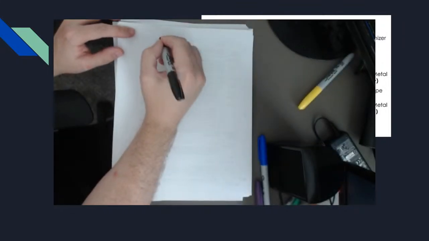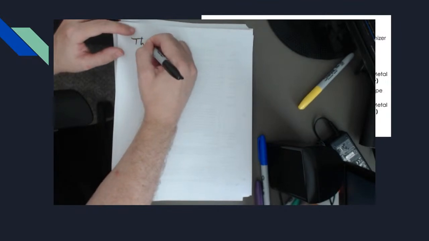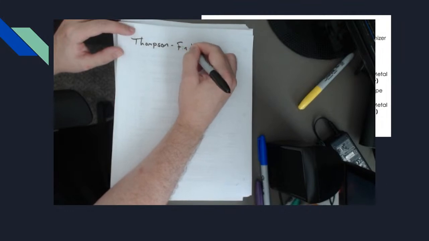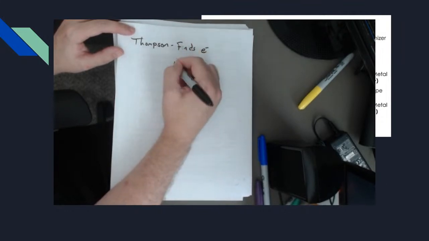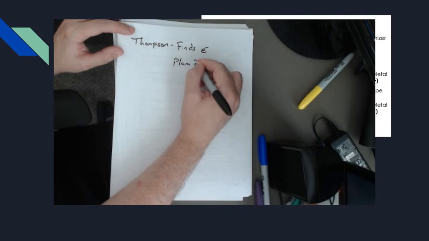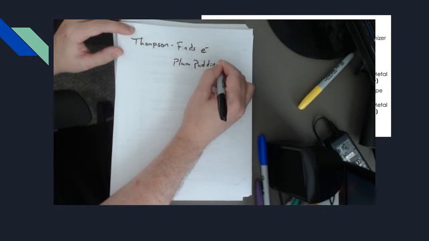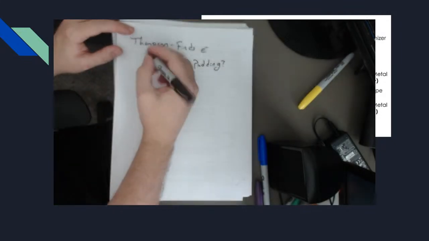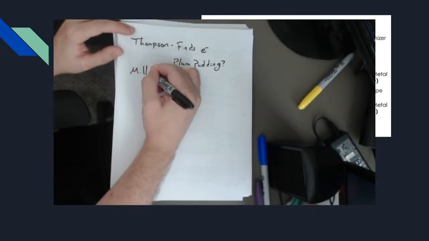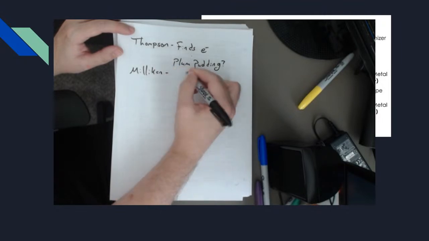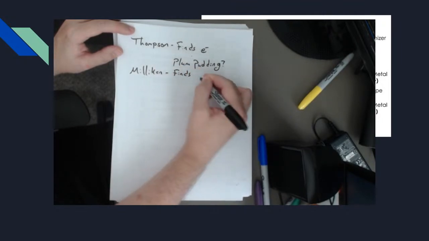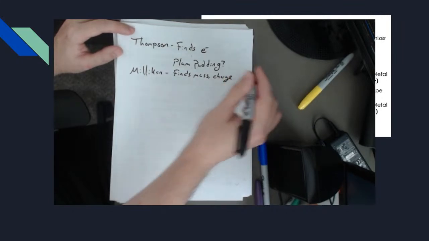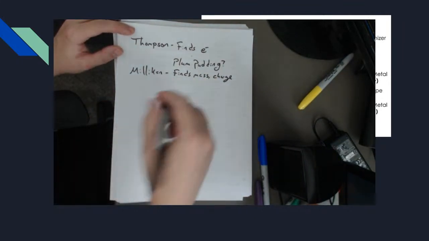So Thomson finds the electron, proposes the plum pudding model. Then we get Millikan, who finds the mass and the charge on the electron.